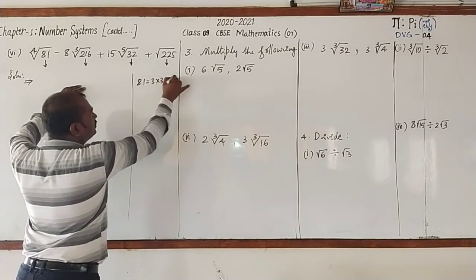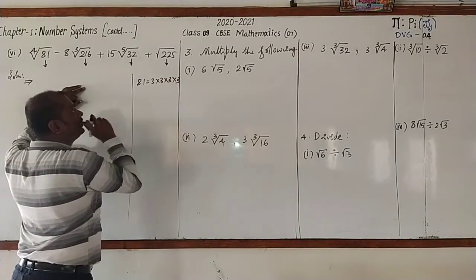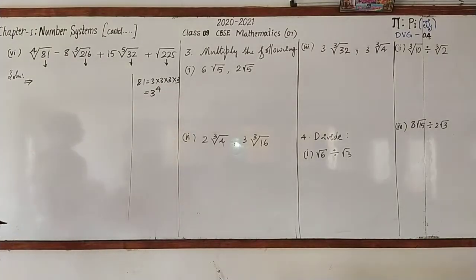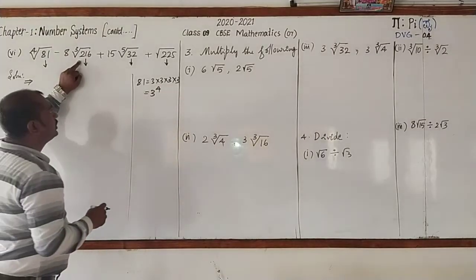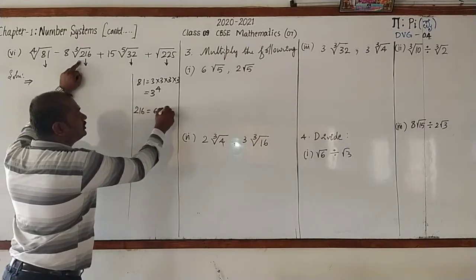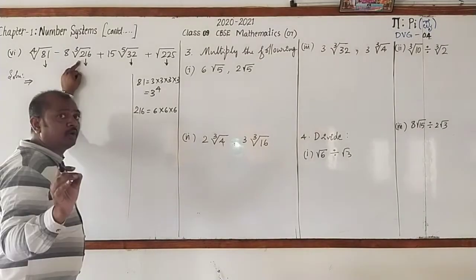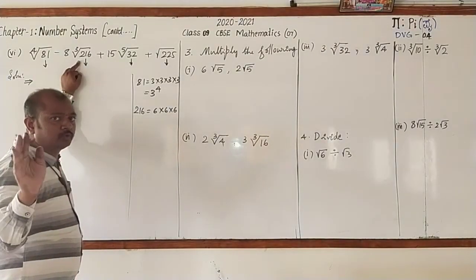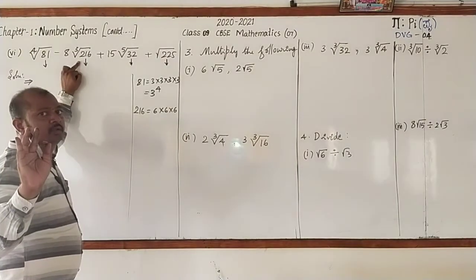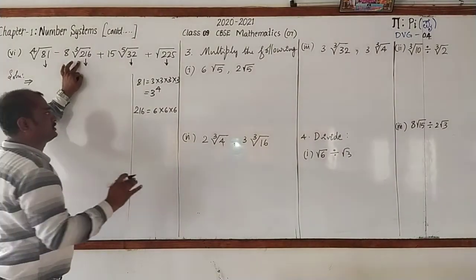3 into 3 into 3 into 3. 3 3s are 9, 9 3s are 27, 27 3s are 81. So we can write 81 as 3 raised to the power 4. Then 216. Observe, 6 into 6 into 6. I have already told you, you must be thorough about the cubes of the numbers from 1 to 10 and squares of the numbers from 1 to 25. Then our judgment will be correct.